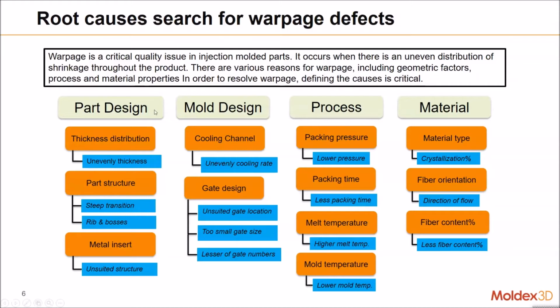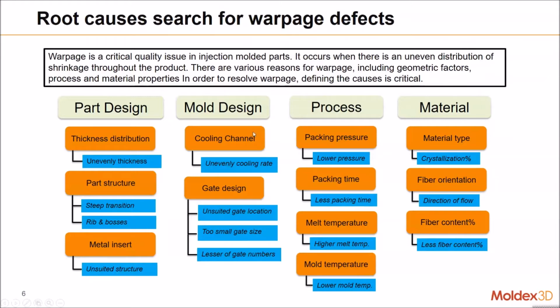Okay, for the part design, the usual problems we meet are imbalanced thickness distribution. And the next one is discontinuous structure in the part design. Some part designs have steep transitions or rib and bolt structures. If your design is not done very well, it might be a root cause of the warpage problem. And also the incorrect timing of using the metal insert.